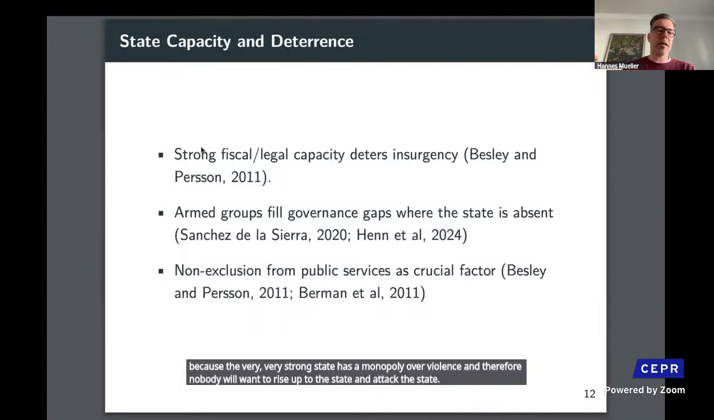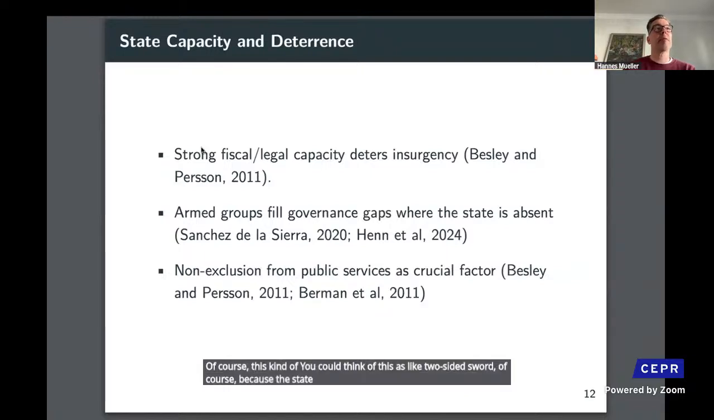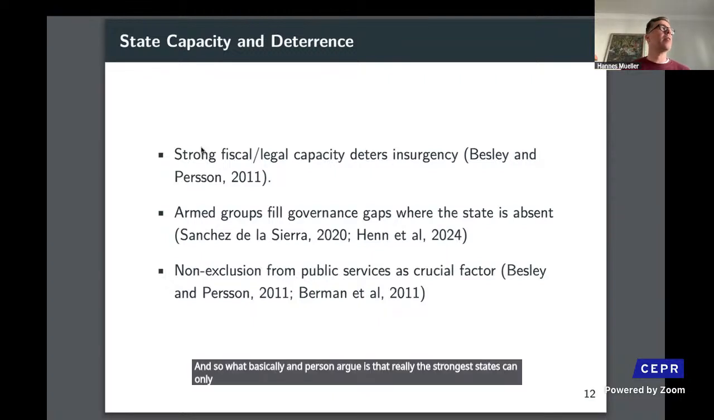Of course, you could think of this as a two-sided sword, because the state can also be used against people. And so what Besley and Persson argue is that the strongest states can only arise in an environment where political institutions are also beneficial for everybody and constrain rent extraction, because otherwise you would always have some weakness at some stage where the other group wants to capture the state and grab the resources.